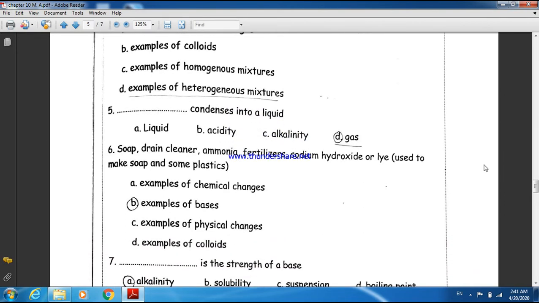Number 5. Condenses into a liquid. From the properties of the gas, it is condensed by cooling. So the answer is letter D, gas condenses into a liquid.